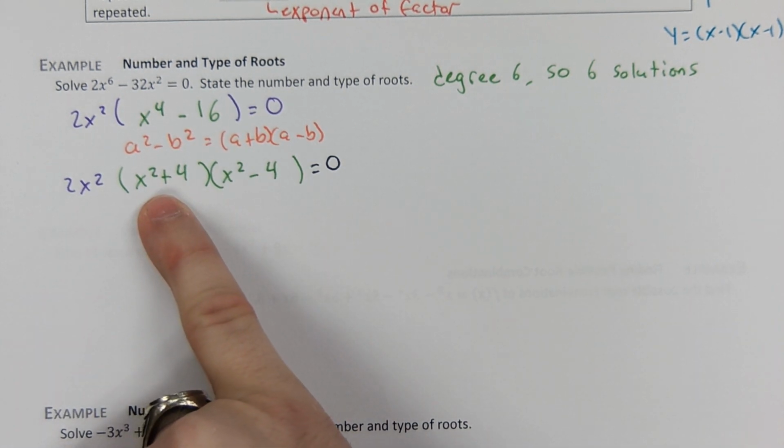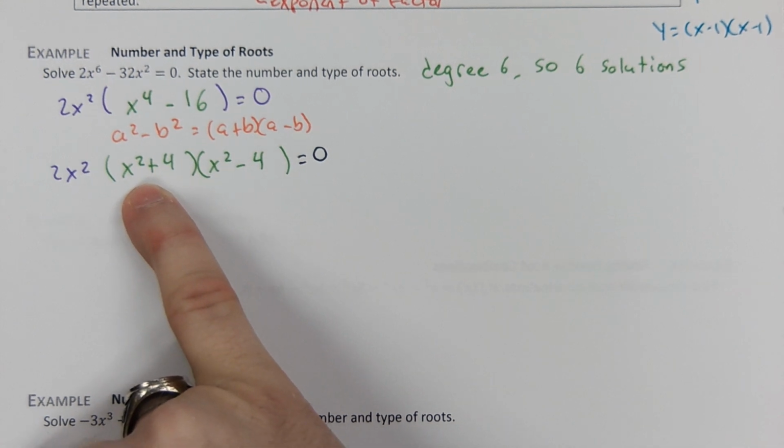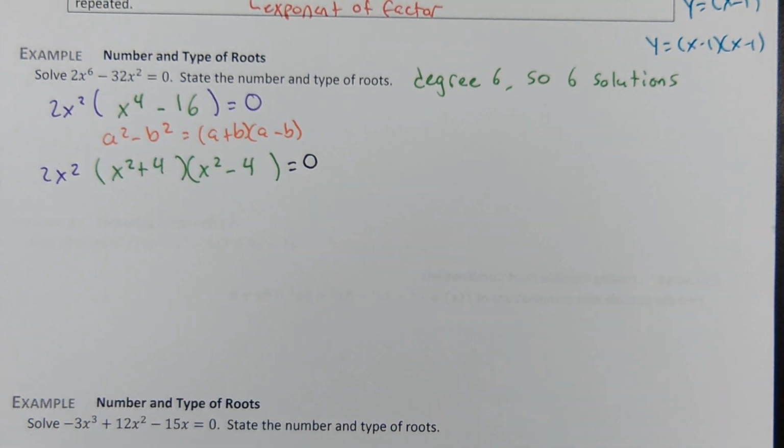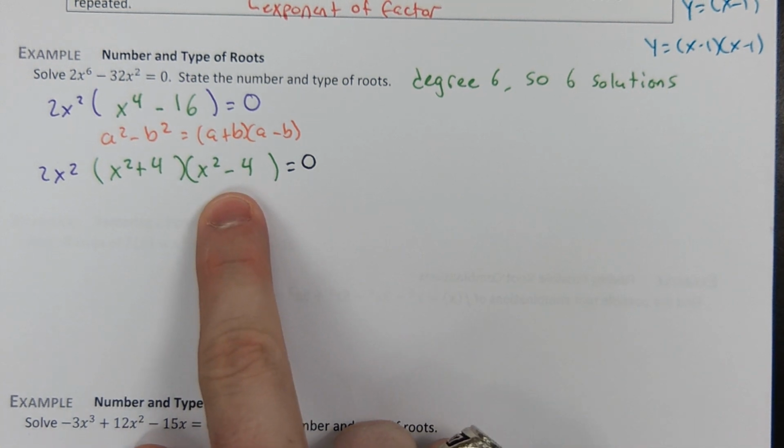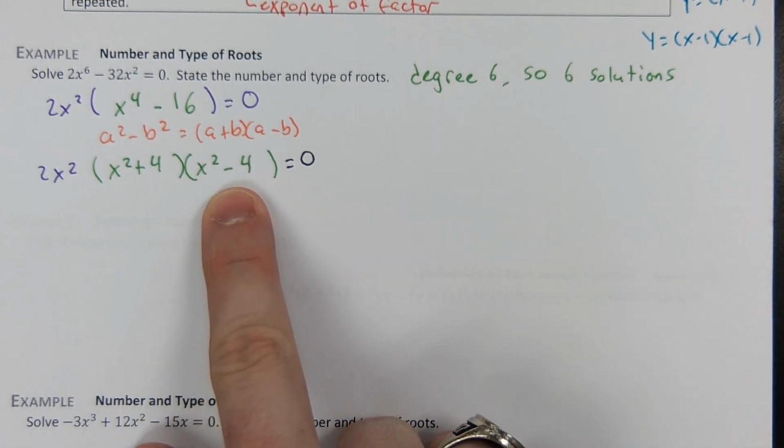The word for will not factor is irreducible. So if you hear me say irreducible, that means I couldn't factor that polynomial. Irreducible means doesn't factor. This is irreducible, doesn't factor. But this does. Special case. That's another a squared minus b squared.